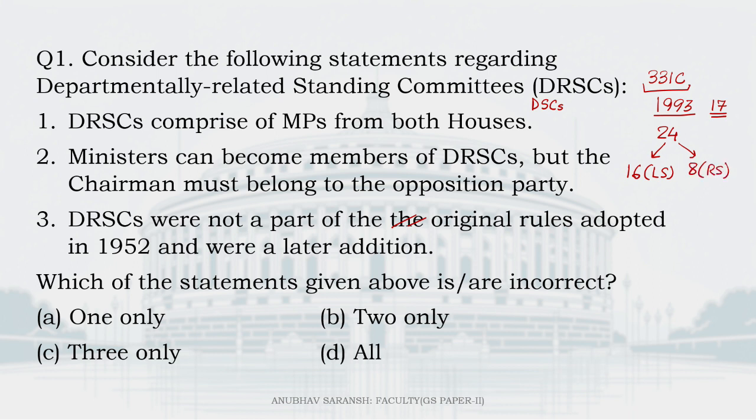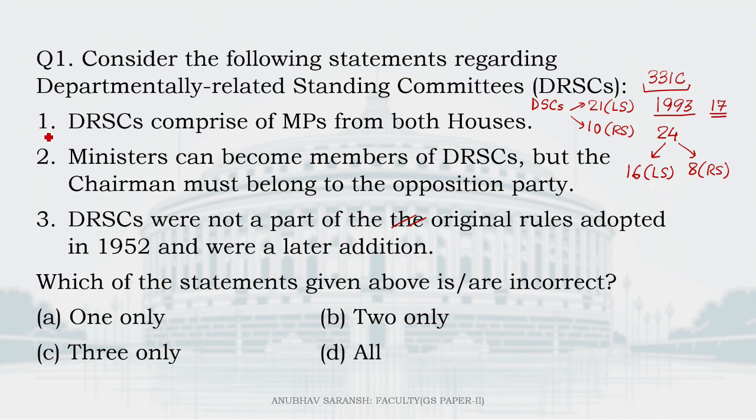Now, this does not mean that these 16 committees have MPs from Lok Sabha only and these 8 committees have MPs from Rajya Sabha only. All 24 committees separately will have MPs from both Lok Sabha and Rajya Sabha. This means every DRSC has 21 MPs from Lok Sabha and 10 MPs from Rajya Sabha, whether they function under the control of Lok Sabha or the Rajya Sabha.